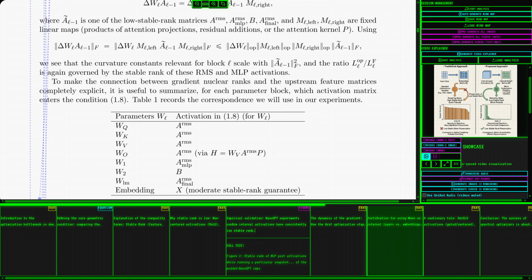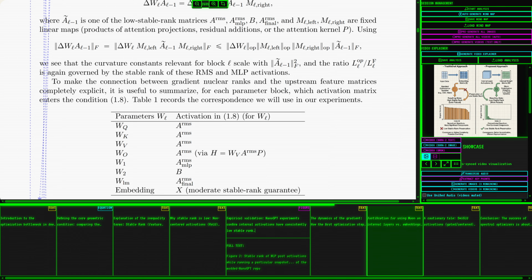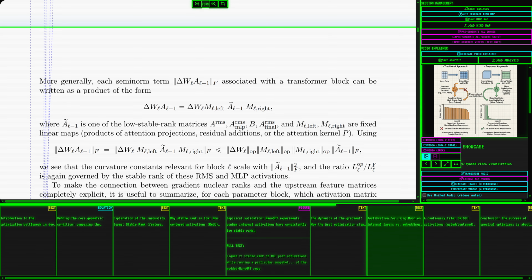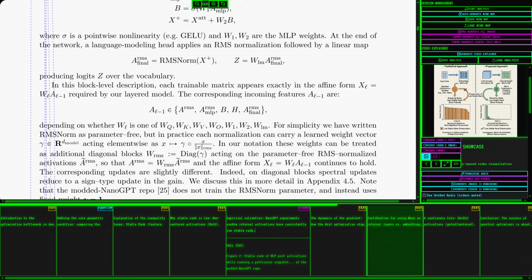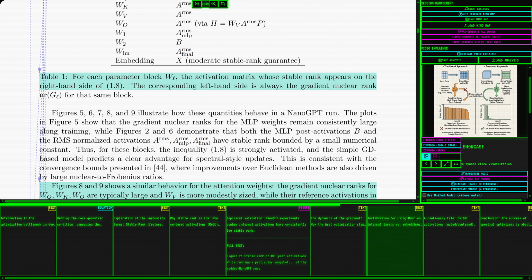And the immediate result is that the nuclear rank of the new gradient jumps dramatically and starts scaling linearly with the network dimension. So the optimization process itself, after just a tiny bit of exploration, creates the very condition that spectral methods need to thrive. It's a completely emergent property. And the analysis shows this isn't just a brief flash. That low nuclear rank at the start is purely temporary.